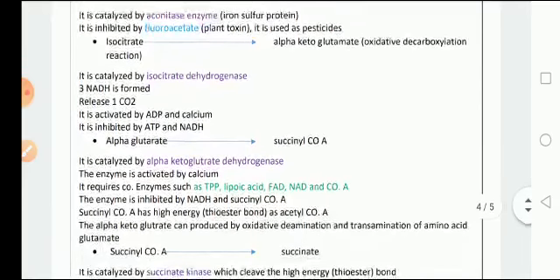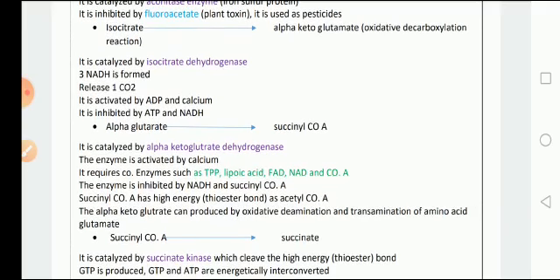This enzyme is activated by ADP and calcium. Why? ADP means the cell is deprived of energy, so I need to activate the cycle to get ATP. Calcium means an action potential has recently arrived to the muscle cell to tell it that it needs to contract. So contraction of the muscle needs energy, so I need to activate the cycle.